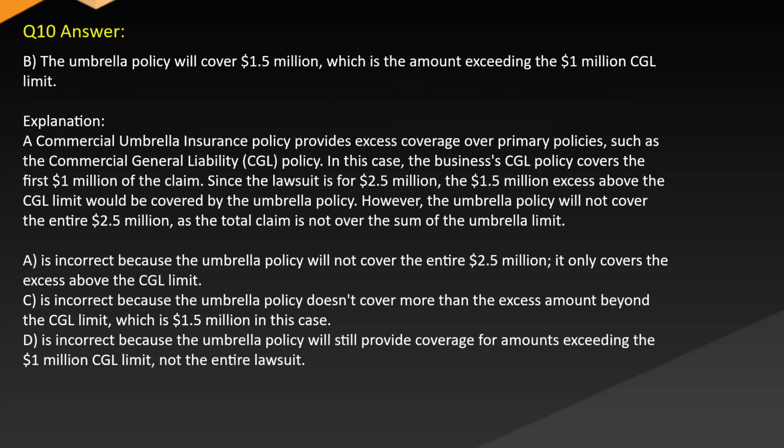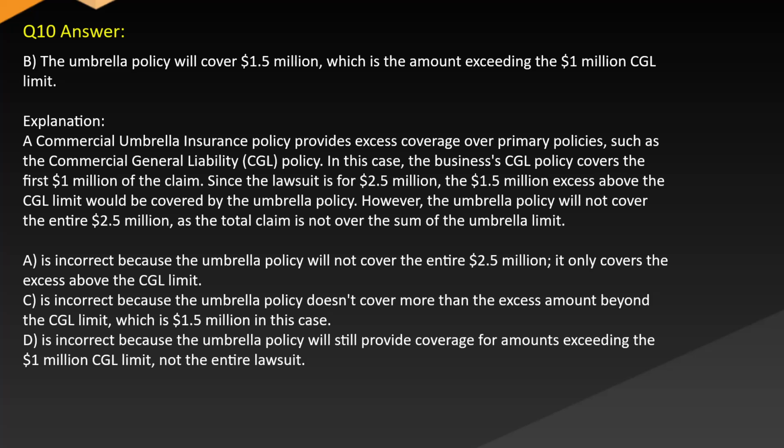Answer. B. The umbrella policy will cover $1.5 million, which is the amount exceeding the $1 million CGL limit. Explanation. A commercial umbrella insurance policy provides excess coverage over primary policies, such as the commercial general liability (CGL) policy. In this case, the business's CGL policy covers the first $1 million of the claim. Since the lawsuit is for $2.5 million, the $1.5 million excess above the CGL limit would be covered by the umbrella policy. However, the umbrella policy will not cover the entire $2.5 million as the total claim is not over the sum of the umbrella limit.